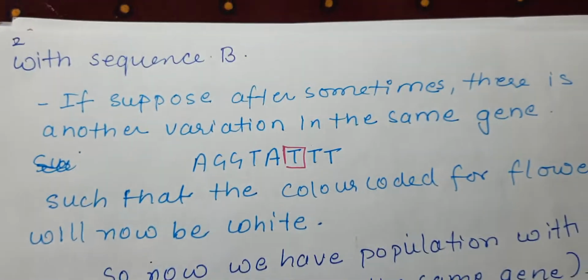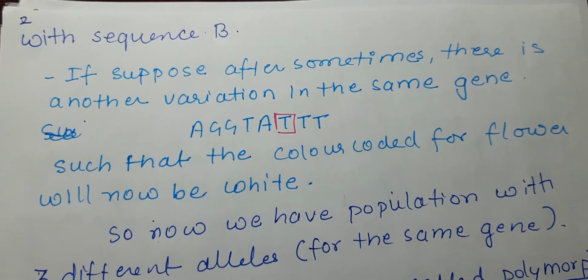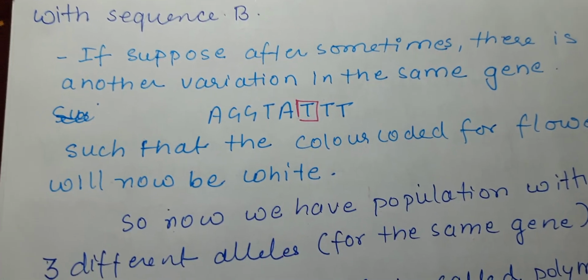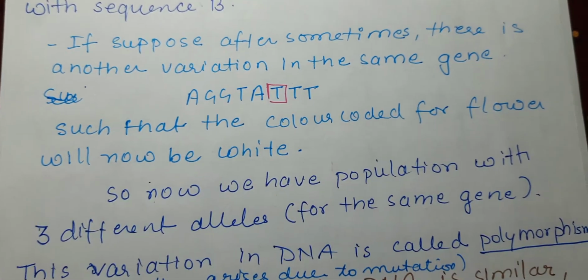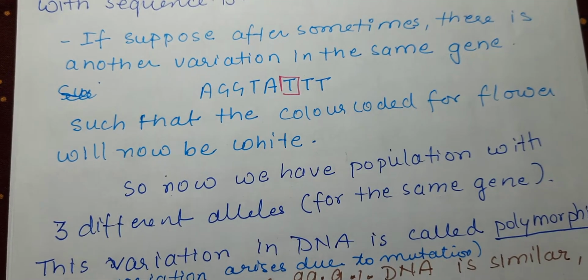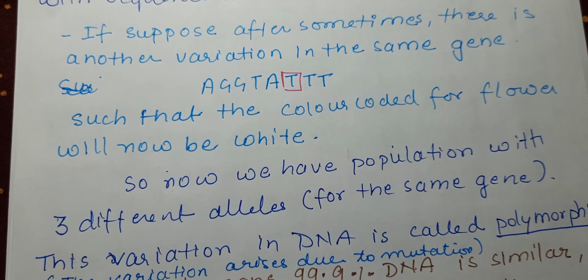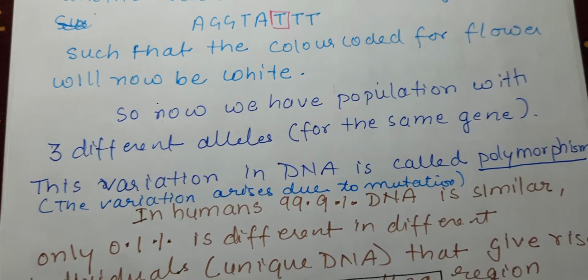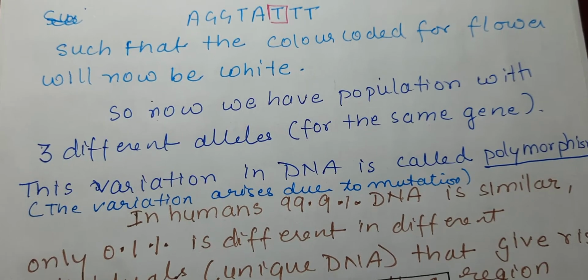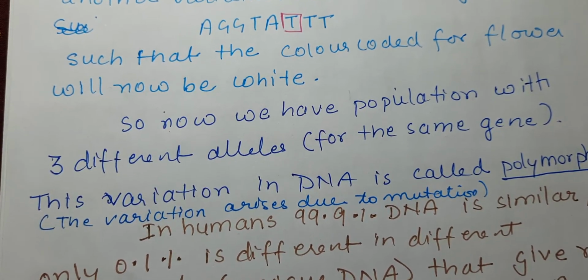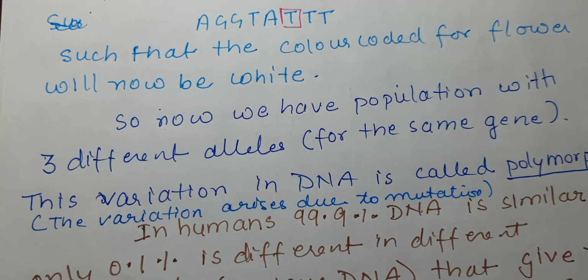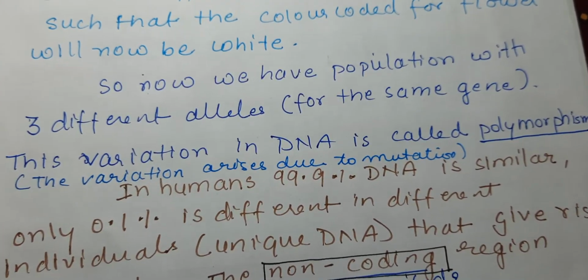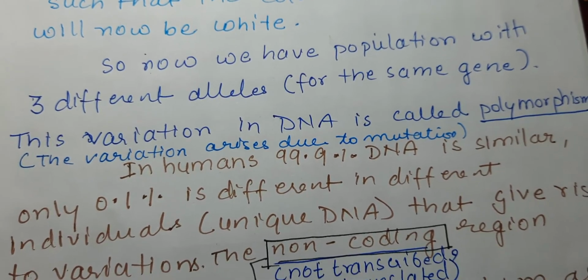Now, suppose after some time there is another variation in the same gene such that at that position it is now replaced by T. Now the color of the flower changes to white. So now we have the population with three different alleles for the same gene. So they are now known as multiple alleles. And this variation in the DNA is called polymorphism. So the variation arises due to mutation.